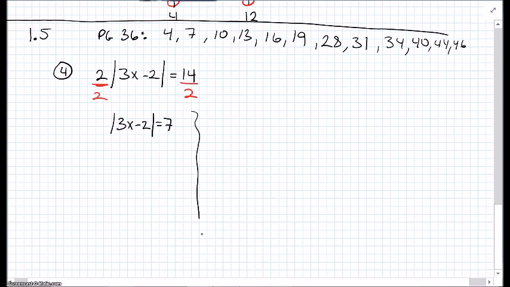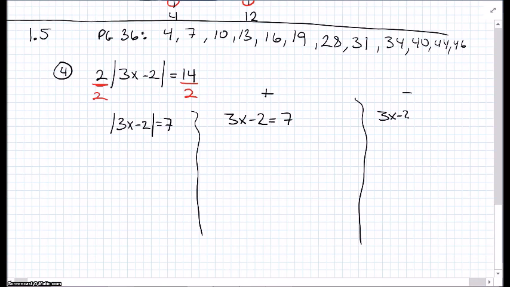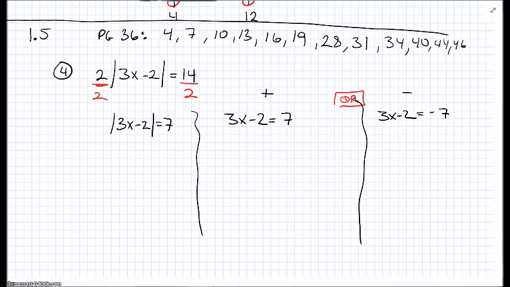Since we have the absolute value by itself, isolated, we can go to the next step and set 2 equations, a positive equation and a negative equation. So here we go. 3x minus 2 is equal to 7, there's my positive equation. 3x minus 2 is equal to negative 7, that's my negative equation. Now it's going to be an OR statement. For absolute values, you can have 2 answers. So let's get to work.